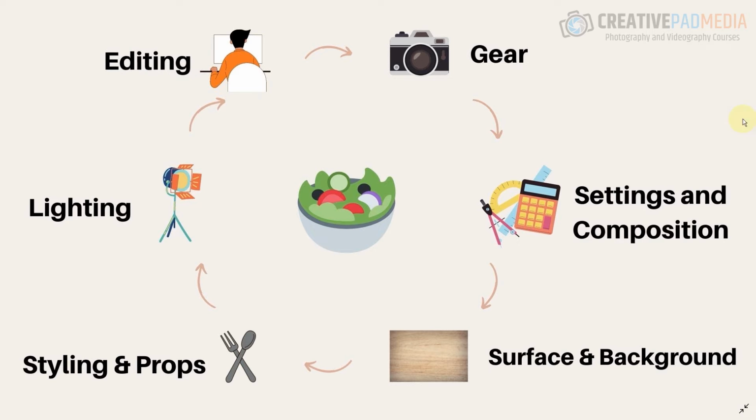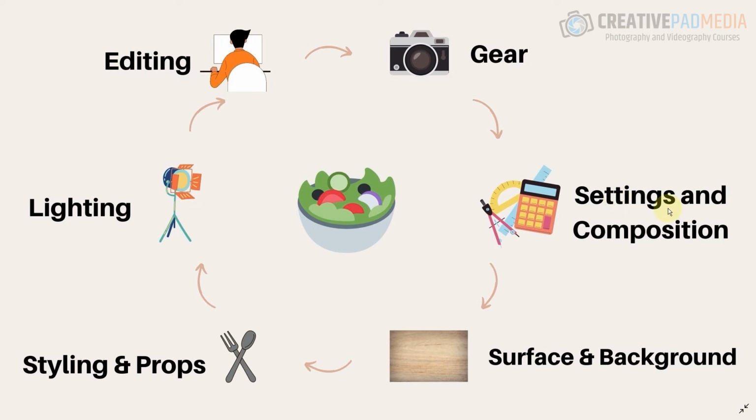The first element is the gear, okay? This is obviously important for any kind of shot, not just food photography. This means what camera are you using? How does using a different lens make a difference in a food photography shot? And we'll be seeing this in detail when we actually take the shot, okay?